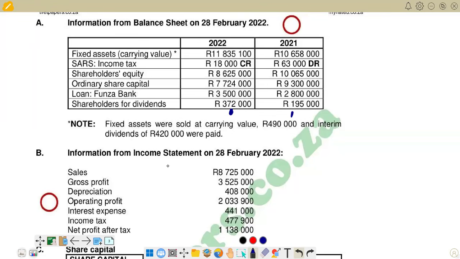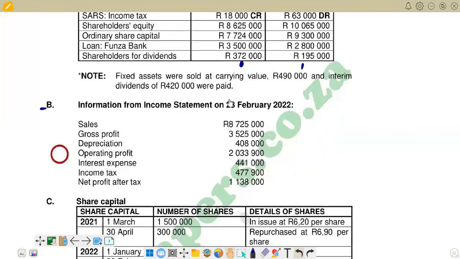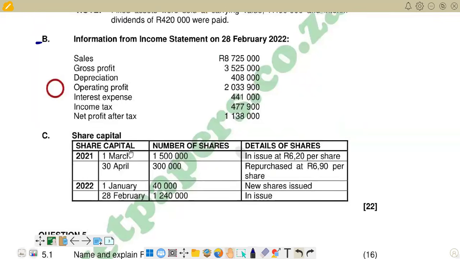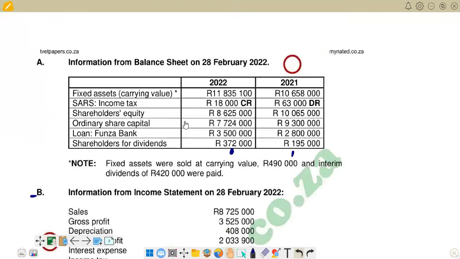Then we've got information from the income statement on 28 February 2022. That was information B. Then beneath this, we've got information C. We've got the share capital table that we are given, whereby we have a column for share capital, number of shares and details of shares. So this is the information that we have. So we go back to see the first part of the question.